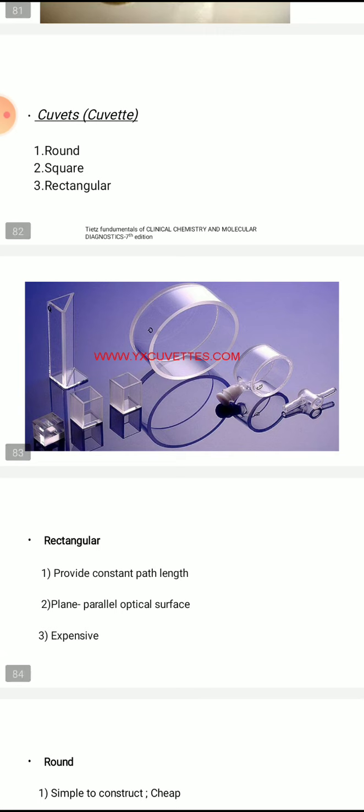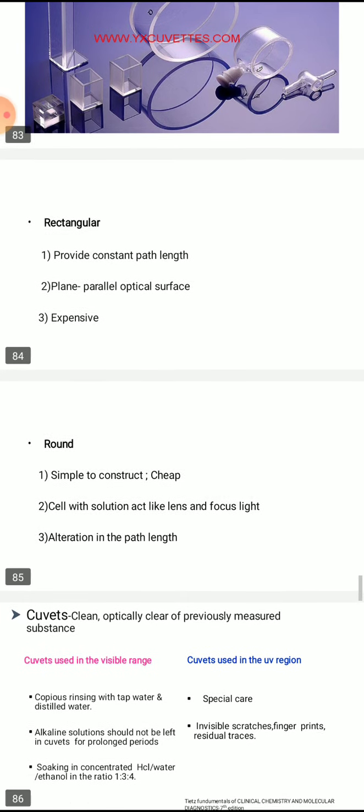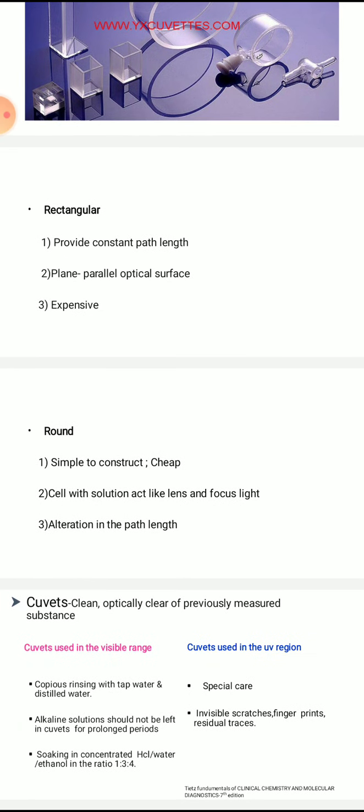What are the characteristics of rectangular cuvettes? They provide constant path length, but round cuvettes may not provide this constant path length. Rectangular cuvettes have plane parallel optical surfaces, but they are much more expensive than round cuvettes. Round cuvettes are simple to construct and cheap. The cell with solution acts like a lens and focuses light. This is an advantage, but alterations may be there.